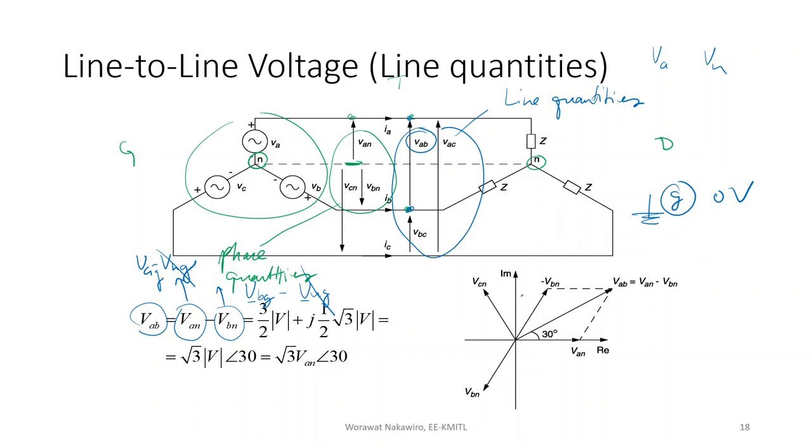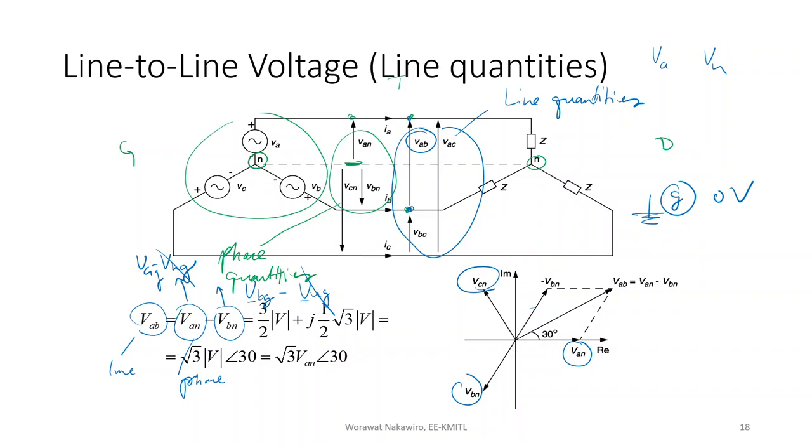This is the equation that you should know already, right? So we want to see the relationship between the green quantity and the blue quantity. How is the transformation between these two? If we put up the phasor diagram for illustration, we see that VAN, VBN, and VCN are in positive sequence. If we want to map the relationship between the line quantities, for example VAB, and these phase quantities, you can see VAB is VAN minus VBN.